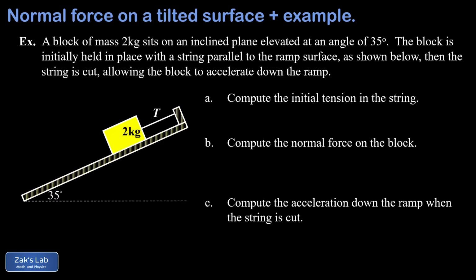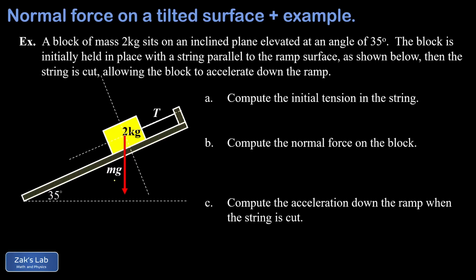In part A, we want the initial tension in the string. In part B, the normal force on the block. And in part C, the acceleration down the ramp when the string is cut. So to prepare for the force analysis, we put in a set of perpendicular and parallel axes. And like any dynamics problem, we start by putting in all the forces and decomposing them into components.